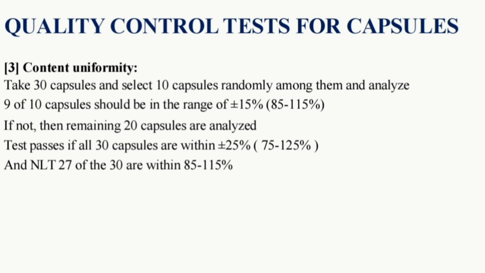Then the content uniformity test. Take 30 capsules and select 10 capsules randomly amongst them. Then analyze them; 9 of the 10 capsules should be in the range of plus minus 15%, that is 85 to 115%. If not, then the remaining 20 capsules should also be analyzed. The test passes if all the 30 capsules are within plus minus 25%, that is 75 to 125%, and not less than 27 of the 30 are within 85 to 115%.